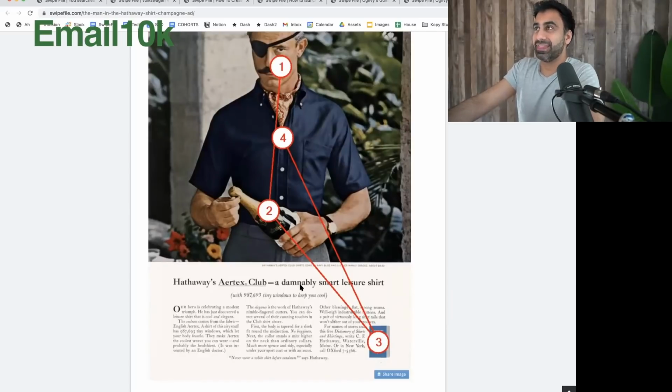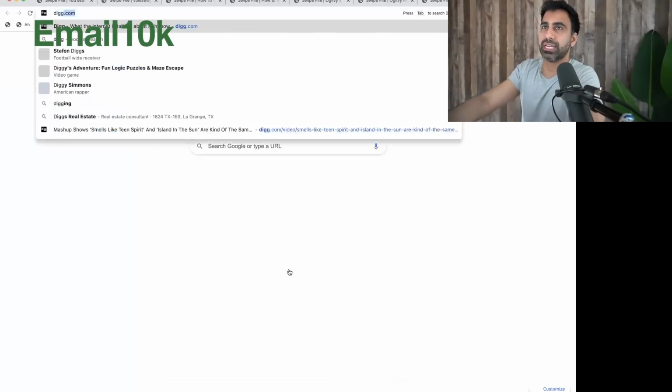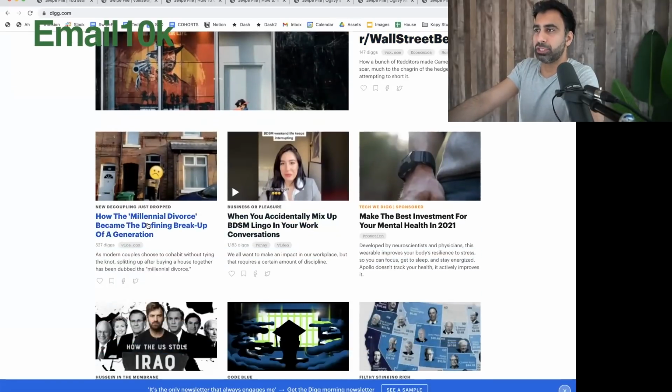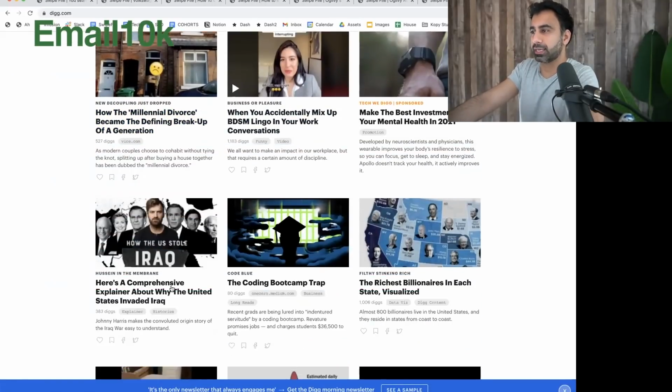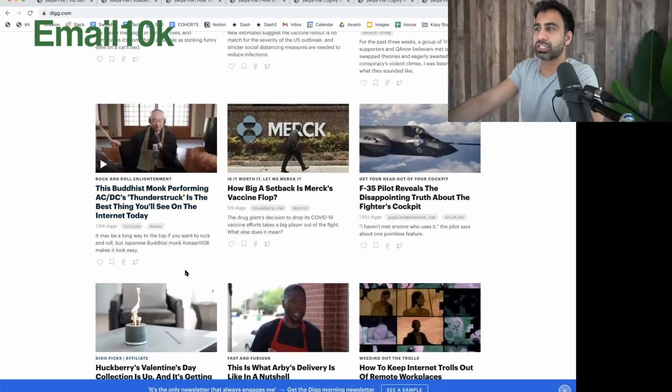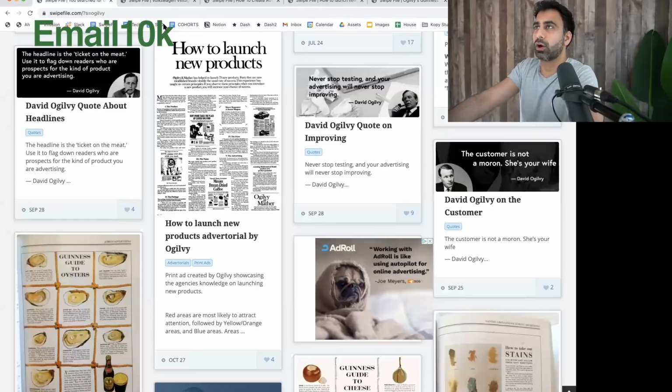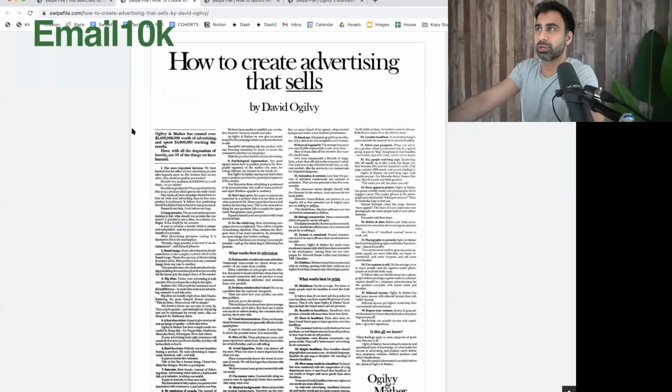And that simple format is kind of how dig.com is, which is just image, headline, text, image, headline, text, image, headline, text. It's just a standard format that's lasted till this day and it works super well. The other ads I like are the ones that don't have any images on them at all.